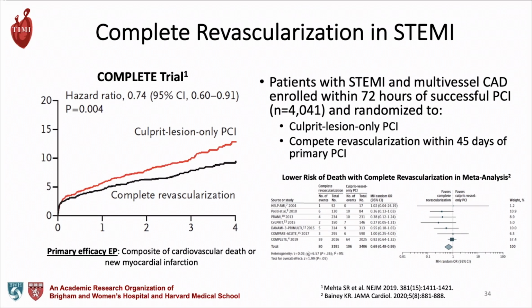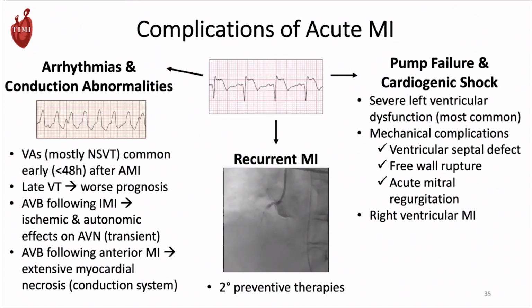As you can see in the figure on the left, complete revascularization reduced the composite of major adverse cardiovascular events. And so now guidelines recommend using complete revascularization in patients with STEMI. The figure on the right is from a meta-analysis that looked at a number of different trials testing the same question and actually did show a reduction in mortality with this approach. Oftentimes patients will get upfront revascularization of their other lesions, and other times there's a discussion of doing staged revascularization.